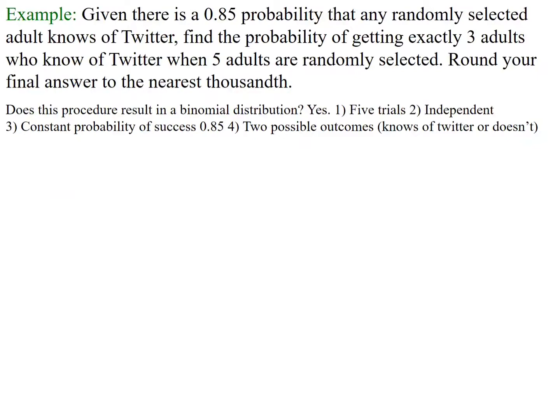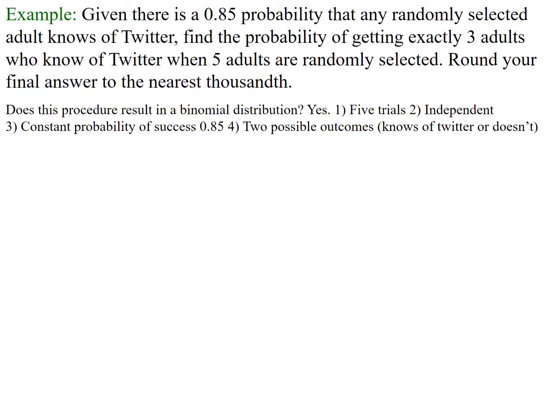Alright, so here is another example. Given there is a 0.85 probability that any randomly selected adult knows of Twitter, find the probability of getting exactly 3 adults who know of Twitter when 5 adults are randomly selected. Round your final answer to the nearest thousandth.